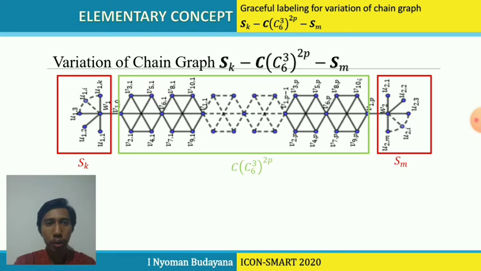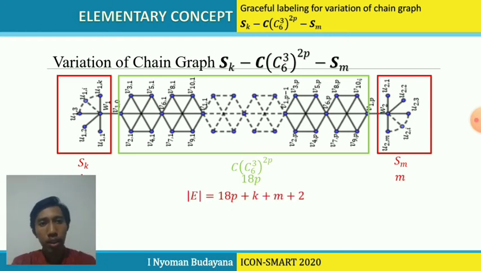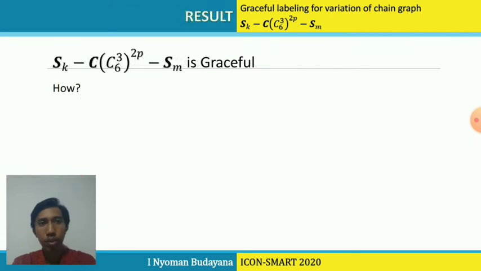Because we are discussing graceful labeling, we must know how many edges this graph has. Okay, we can see the number of edges: it is 18p plus k plus m plus 2. In this result, we show that this variation of chain graph is graceful.